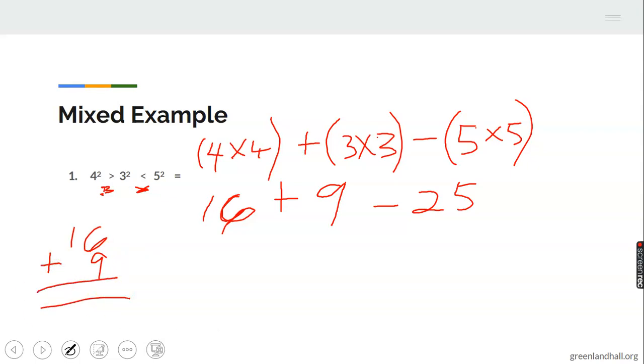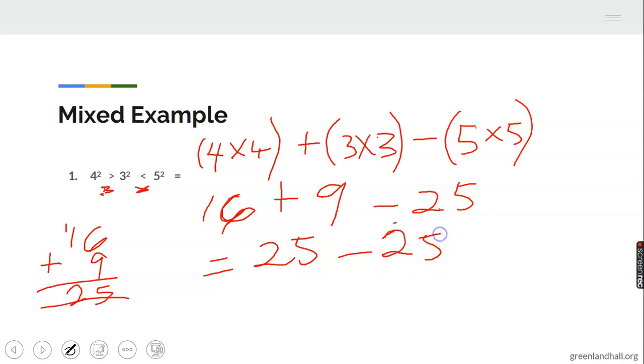That's 15. You write your 5. You carry your 1 to the side. And 1 plus 1 is what? That's 2. So look at it now. 16 plus 9 is what? That's 25. So we have 25 minus, what do we have here?